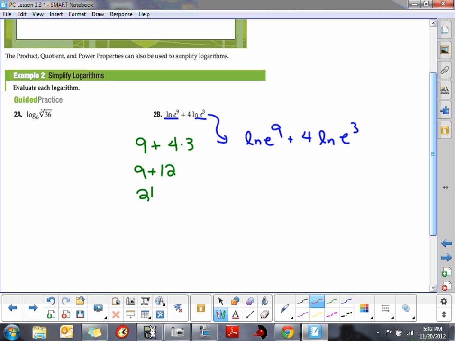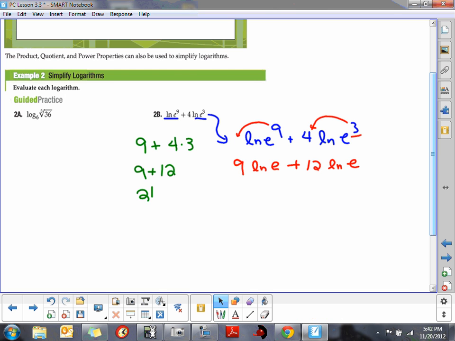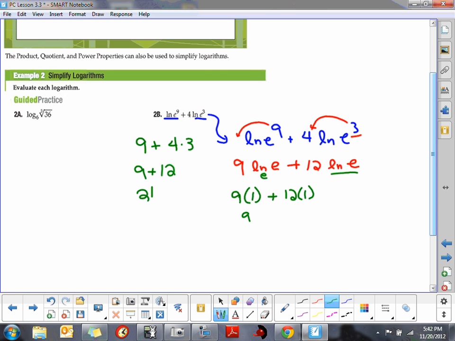The log of a power is the power times the log, so the 9 comes down. 9 times the natural log of e, plus the log of a power is the power times the log, so it's 4 times 3, or 12, times the natural log of e. But when we take the natural log of e, it's asking you, what is the exponent I raised e to get e? And that is 1, so it's 9 times 1, plus 12 times 1, or it's 9 plus 12, or 21. There's going to be a little bit of flexibility here in how you approach these, and there's not one correct way, but there are several correct ways that you can evaluate these logarithms using your product, quotient, and power properties.